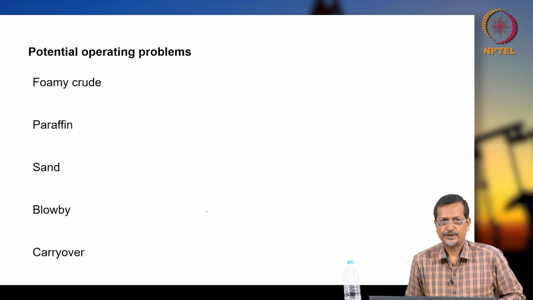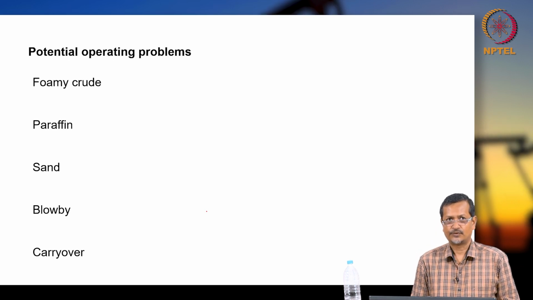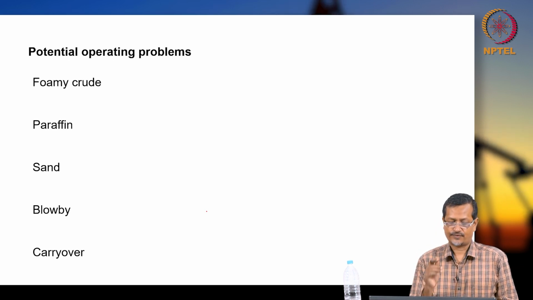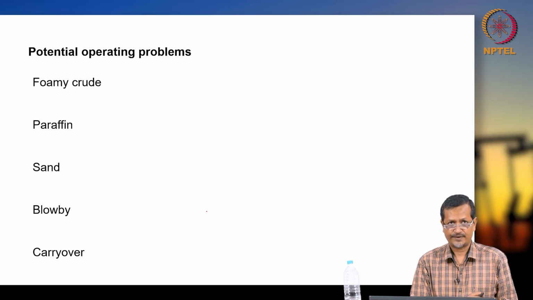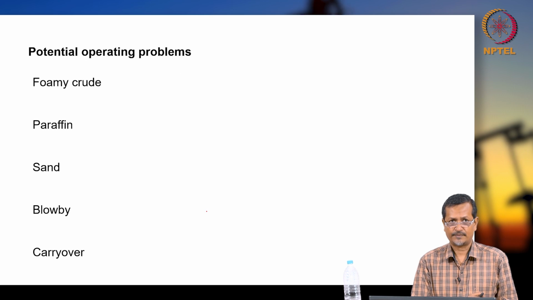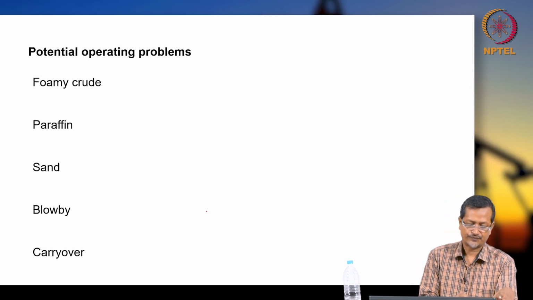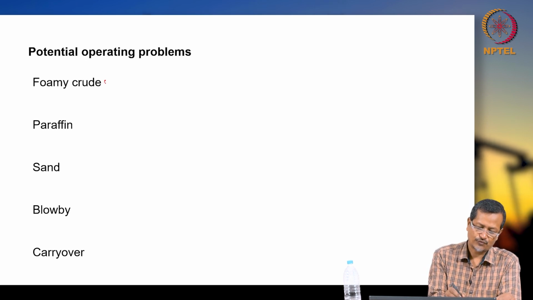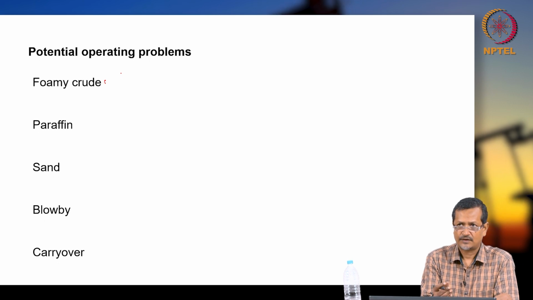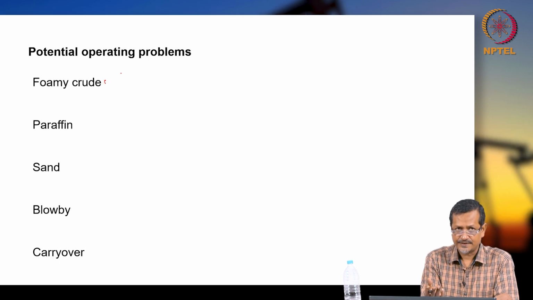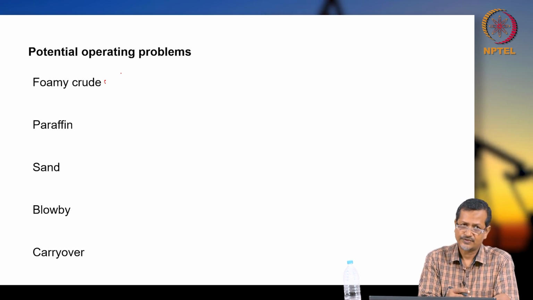Okay. So when you are running your system, there will be certain problems because of foam creation. Paraffin may create problems, sand may create problems, and there will be two terms, blowby and carryover. I'll explain. So what is foamy crude? Foamy crude is this: if we have paraffin, asphaltene sort of impurities, and maybe higher viscosity, in that case a foam will be created.